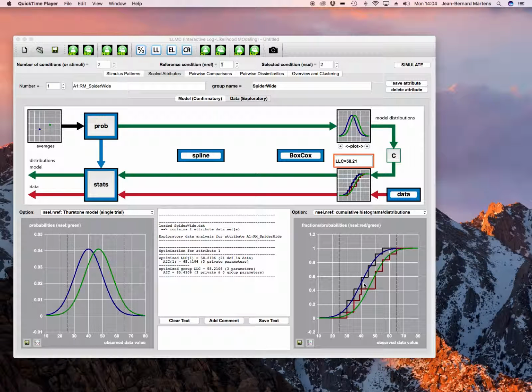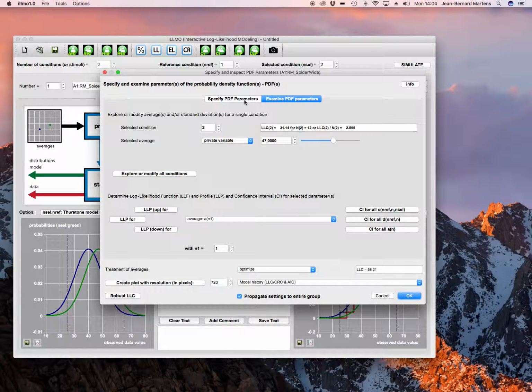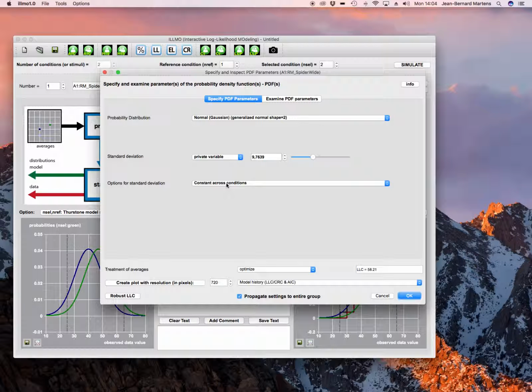Once we read in the data, by default ILLMO fits Gaussian distributions to the incoming histograms. And it uses not only Gaussian distributions but also Gaussian distributions with the same standard deviation across both conditions. Now in multi-model comparison, what we're going to do is change the model that we apply to the data and systematically analyze which model actually fits best to the data, which is then the preferred description of the data.